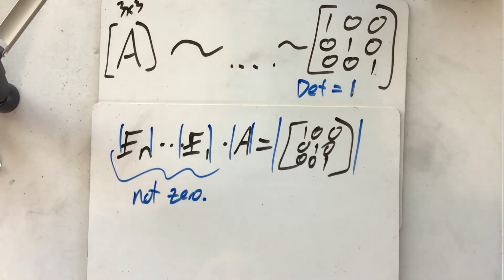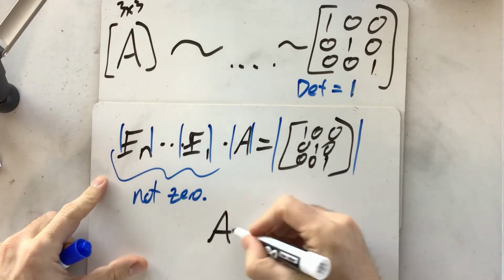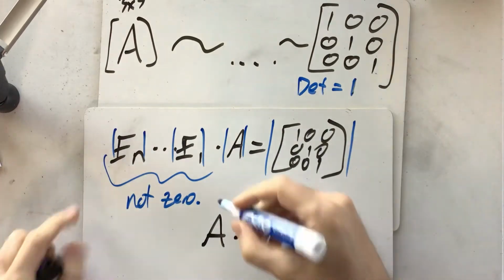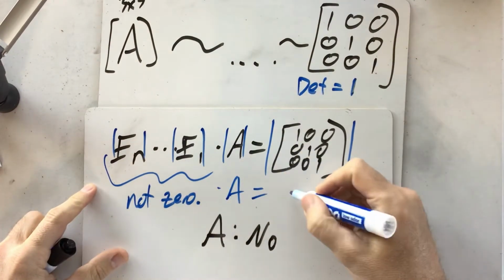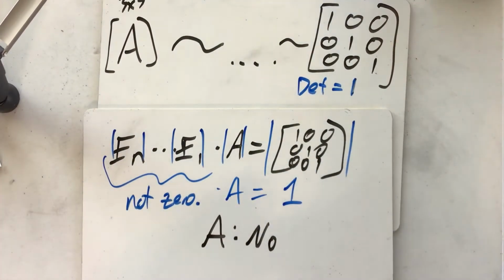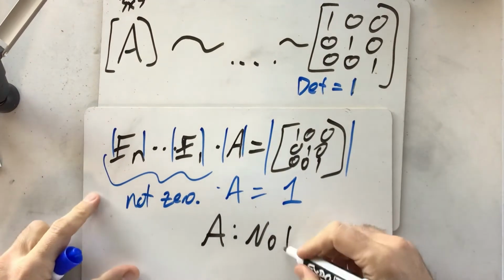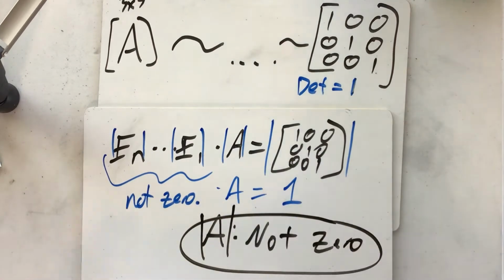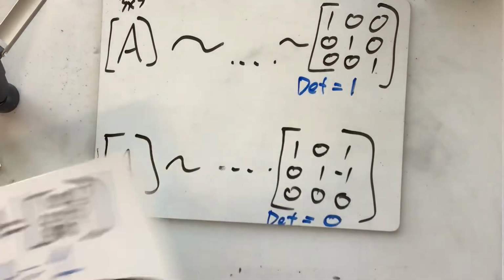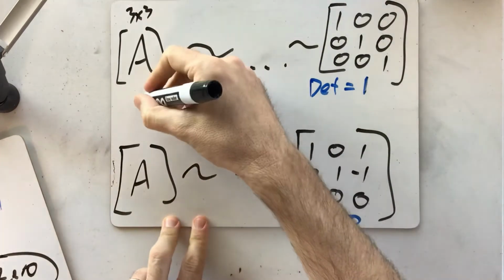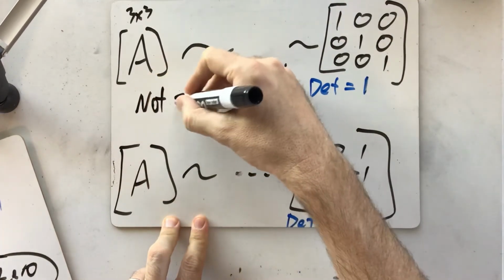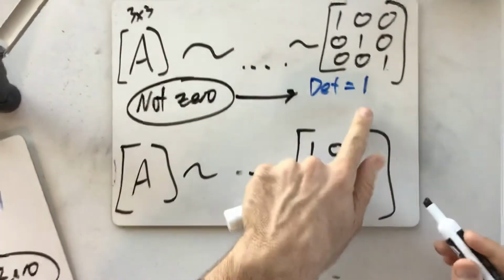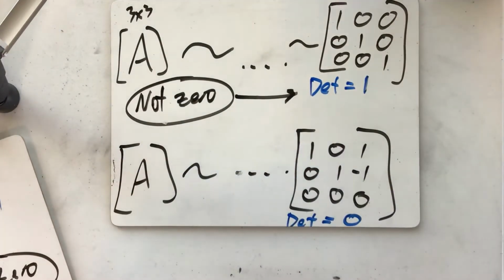So what does that mean about A? That means the determinant of A must be not 0, because we have a bunch of not 0 things times the determinant of A equal to 1. So whatever that means, the determinant of A must be not 0. So this is an important result. If we end up with something whose determinant is 1, we started with something whose determinant is not 0.